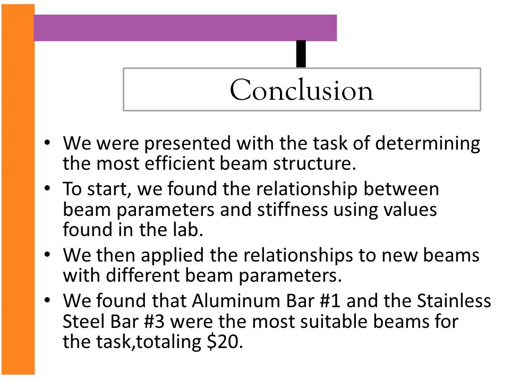To wrap everything up, we were first presented with the task of determining the most efficient beam structure that would meet the company's requirements. We began by finding the relationship between beam parameters and stiffness values. Then, we discovered the equation that modeled this relationship and plugged in the given beam parameters to determine the maximum load each beam could withstand. Adding this knowledge with the known cost of each beam, we determined the cheapest combination of beams that still met all of the given requirements.